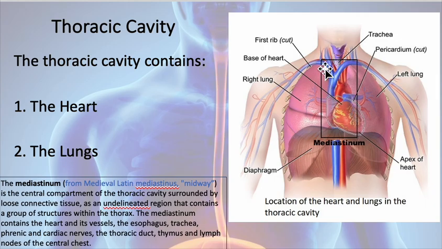As well, we have the pleural cavities. So the pleural cavities hold the lungs and surround each of the two lungs. That pericardial cavity is what surrounds the heart in the mediastinum.